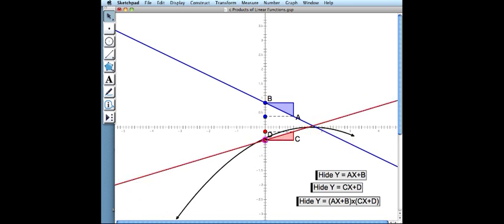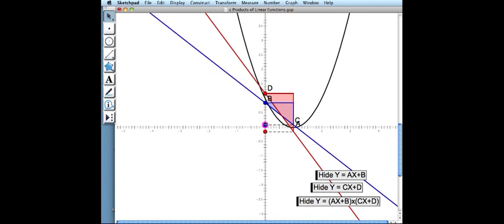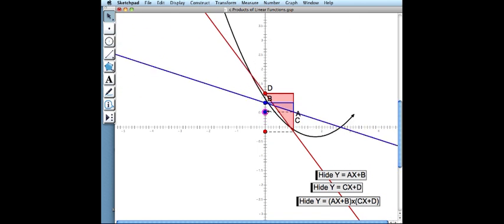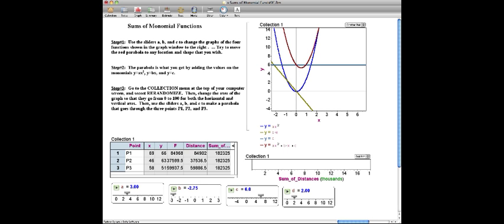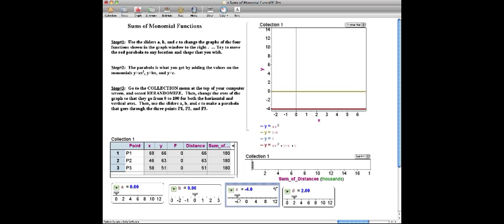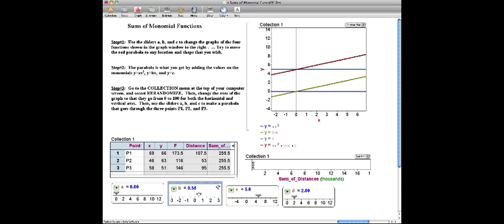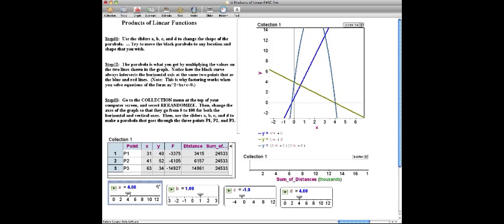And, it crosses the horizontal axis at the same points as the two lines. So, change the values of a, b, c, and d and investigate how the shape of the parabola changes. This is another way to move a parabola to any shape and location we choose. So far, in this animation, you've seen how to make polynomial functions in two ways. First, by adding monomial functions. And second, by multiplying linear functions.